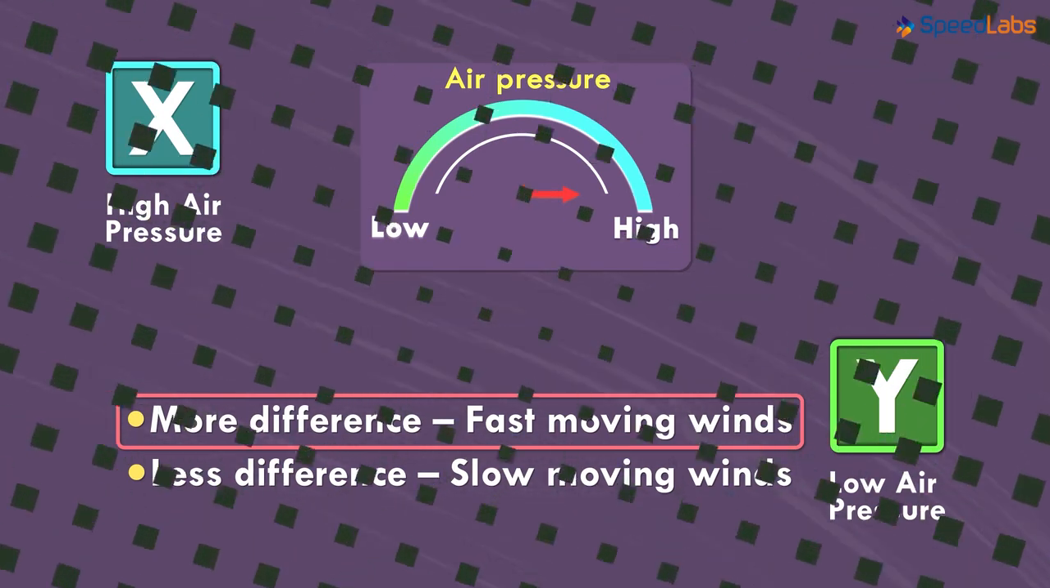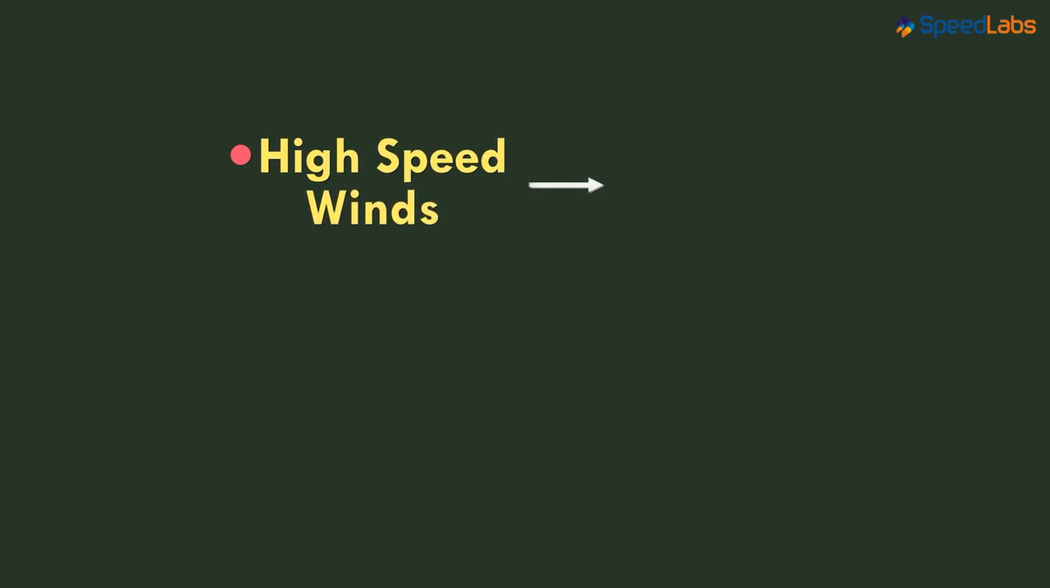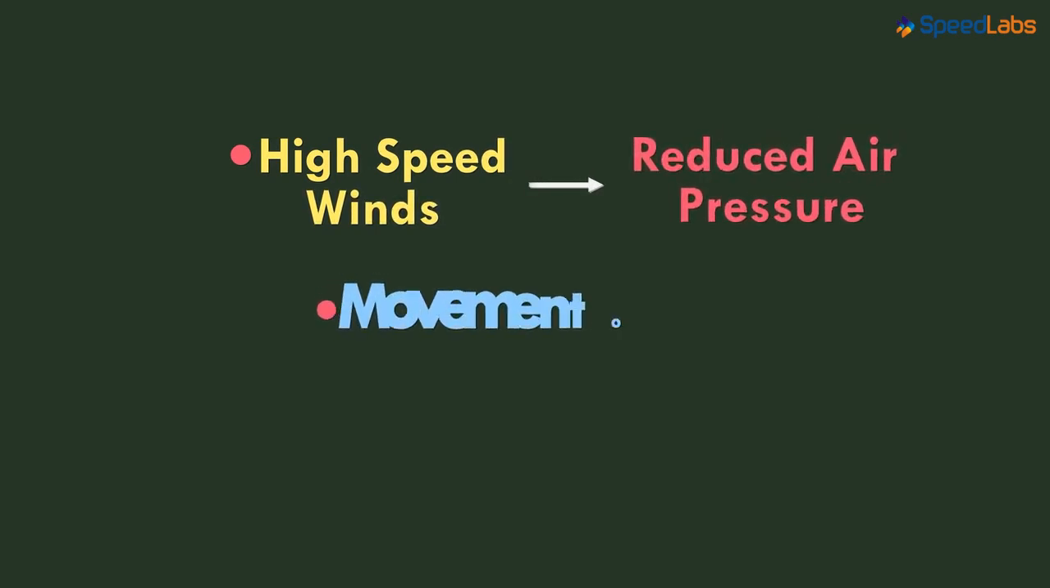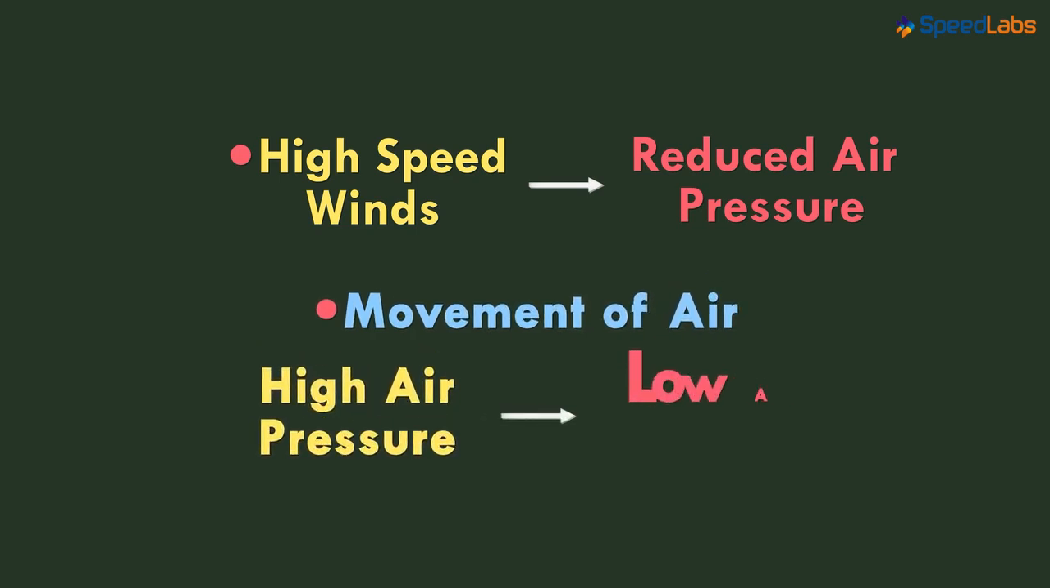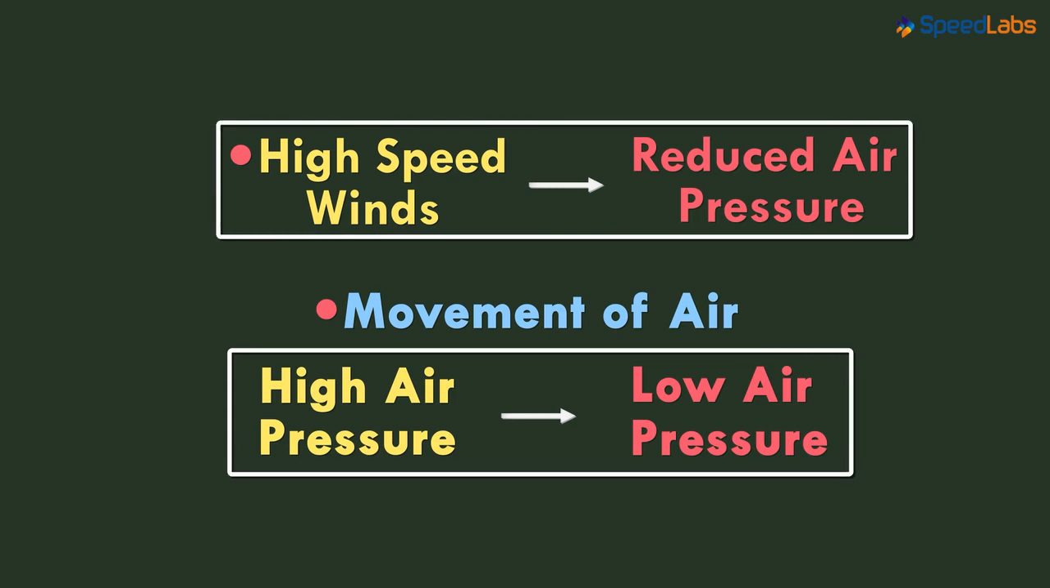Here are the 2 points which can summarize our discussion. High-speed winds are accompanied by reduced air pressure. And next, air moves from the region where the air pressure is high to the region where the air pressure is low. Wind speed and air pressure are closely related. The above 2 points explain the relationship between the two.